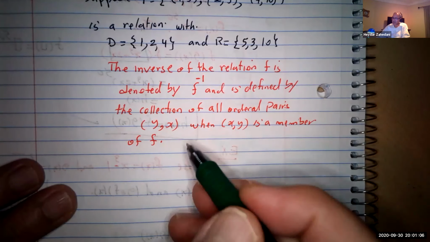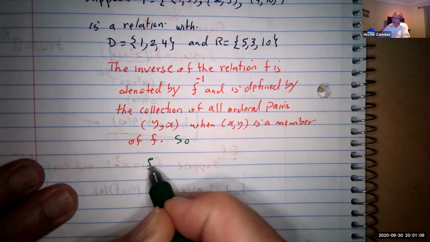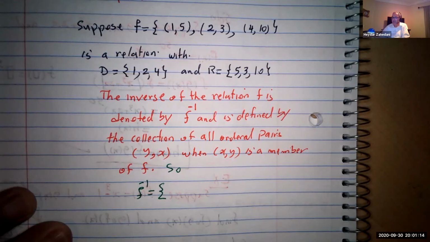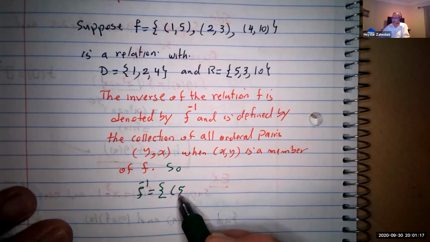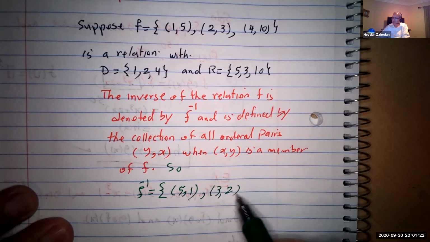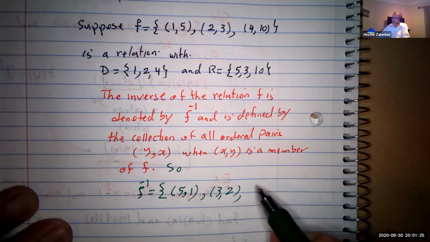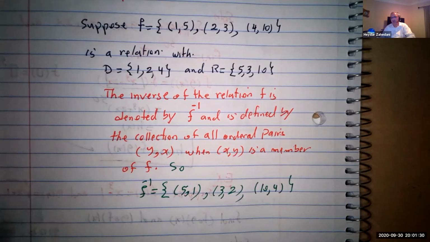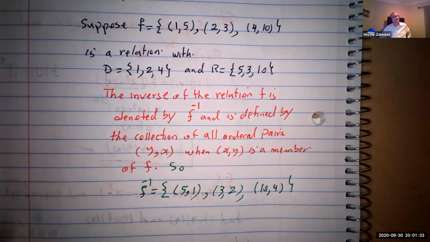What's going to be the inverse? So the inverse is going to be, just switch. This is (1, 5), you change it to (5, 1). Switch (3, 2). Okay, switch (10, 4). That's going to be the inverse. So if the relation is given to you, the members are x and y, x is the input, y is the output. If you switch it, you have the inverse of the relation.